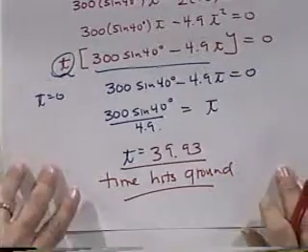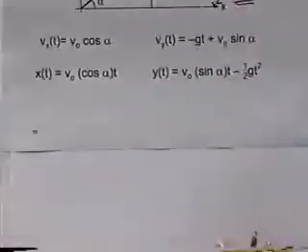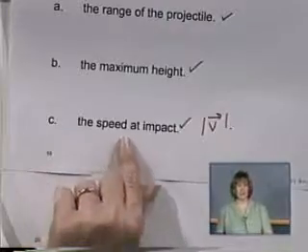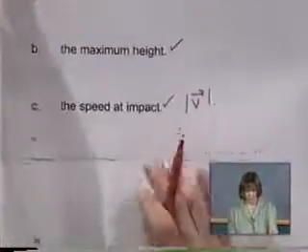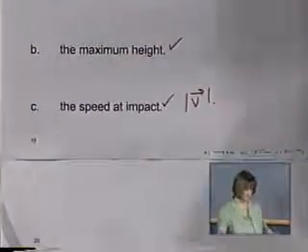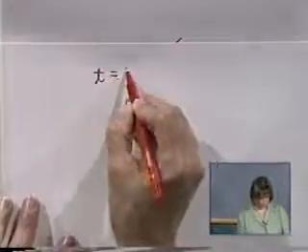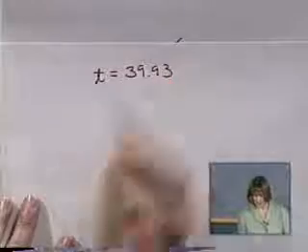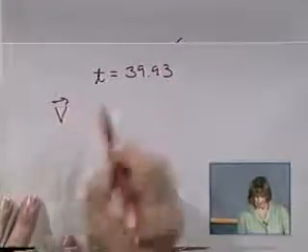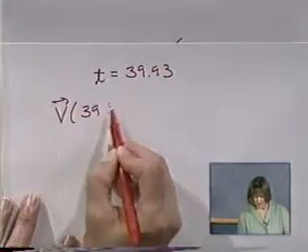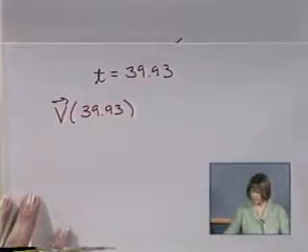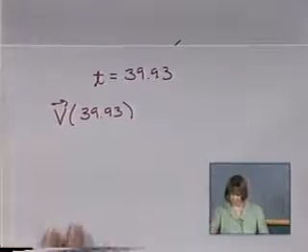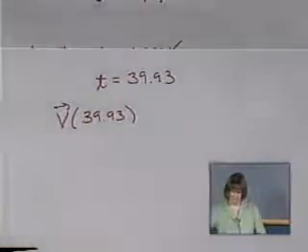Unfortunately, people, they didn't ask when does it hit the ground. They asked what was the speed when it hits the ground. What is the speed that it hits the ground? So we have to find out what v is. So taking our sheet out, we have the time it hits the ground is 39.93. To get v, we need to find out what is v at 39.93. It's not hard.